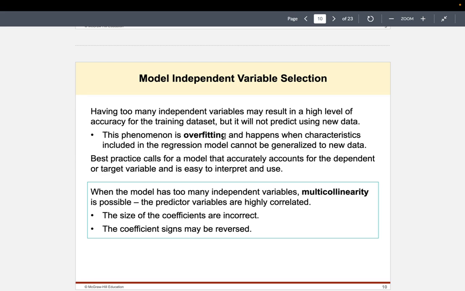Overfitting is a very interesting and commonly occurring problem. Let me read this for you, and I'll ask you how much did it make sense. When the model has too many independent variables, multicollinearity is possible. The predictor variables are highly correlated. The size of the coefficients are incorrect, or the coefficient signs may be reversed. I'm trying to wish I could see your faces and the one that says, okay, I got it. So let me explain this, the notion of overfitting that you're also familiar with.